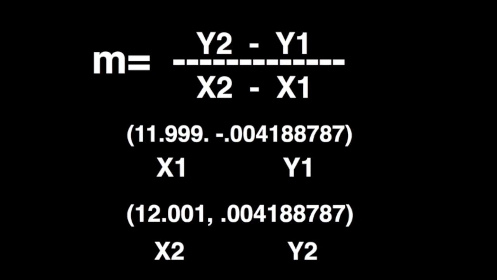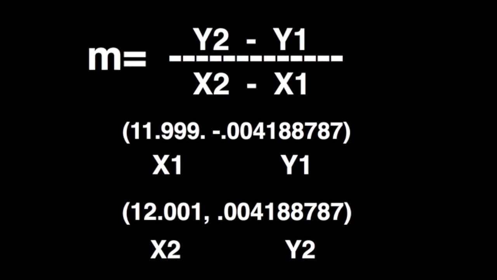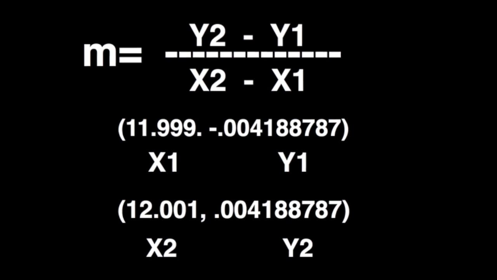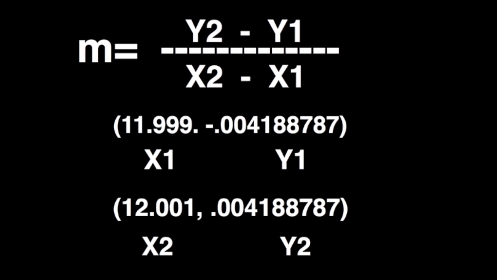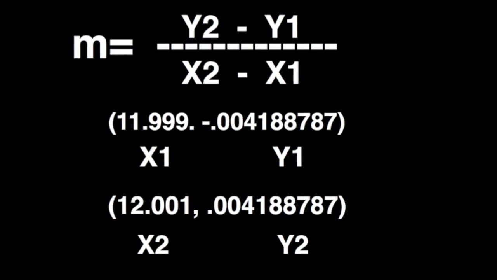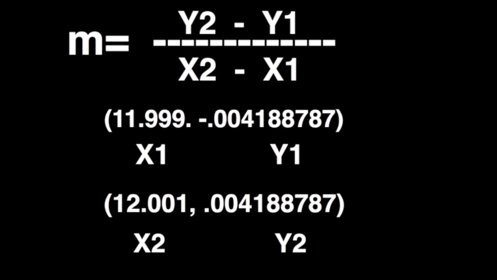Before calculating the slope, we need to understand the formula. M is equal to y2 minus y1 divided by x2 minus x1. That is why we need to come up with our set of coordinates, as we have labeled here.